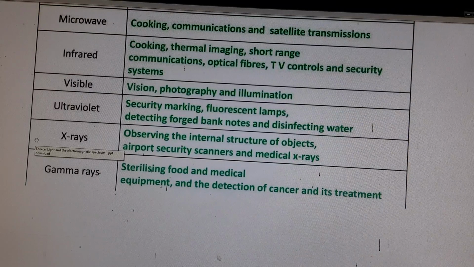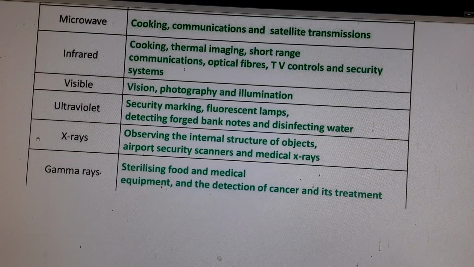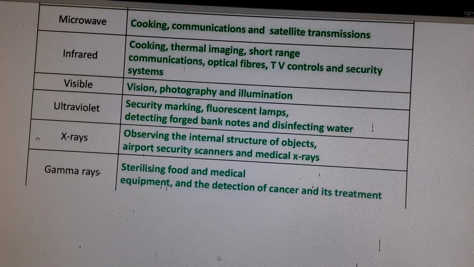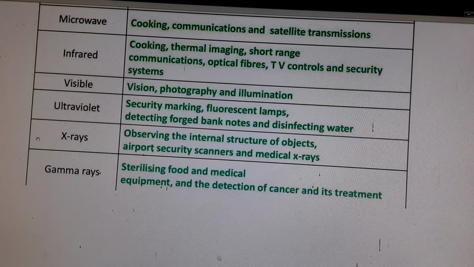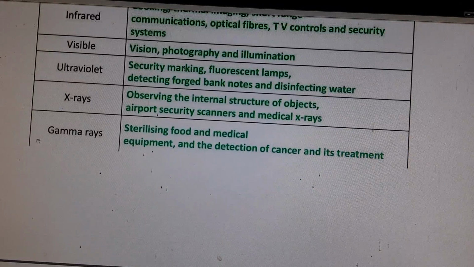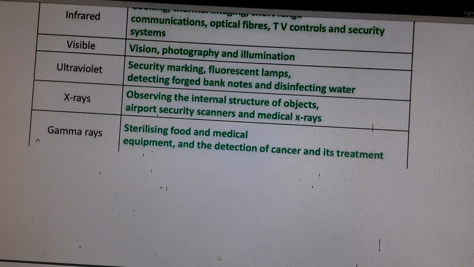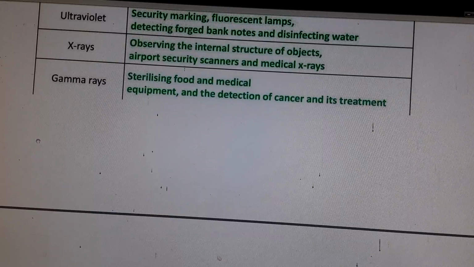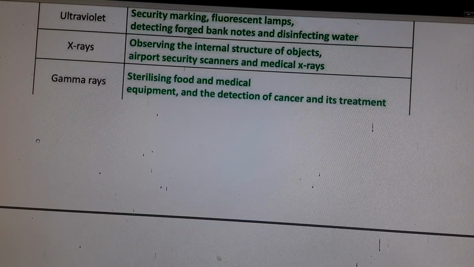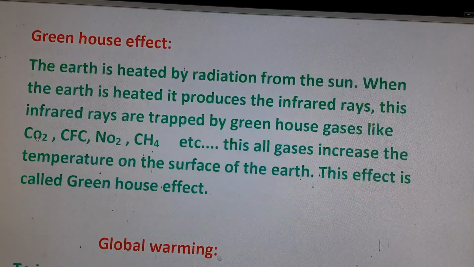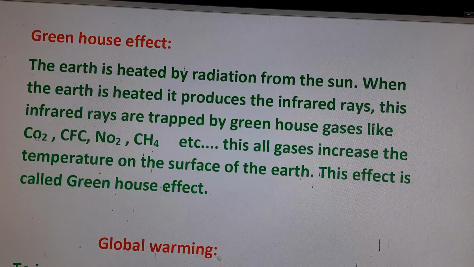Next, visible rays are used for vision, photography and illumination. UV rays, meaning ultraviolet rays, are used for security marking, fluorescent lamps, detecting forged banknotes and disinfecting water. X-rays are used in medicine, for observing the internal structure of objects and of bones, and in airport security scanners and medical X-rays. And the last one, gamma rays, are used for sterilizing food and medical equipment, and for the detection of cancer and its treatment.